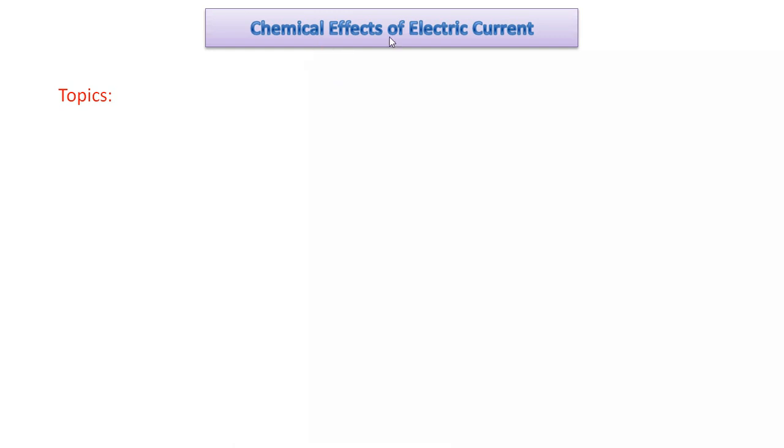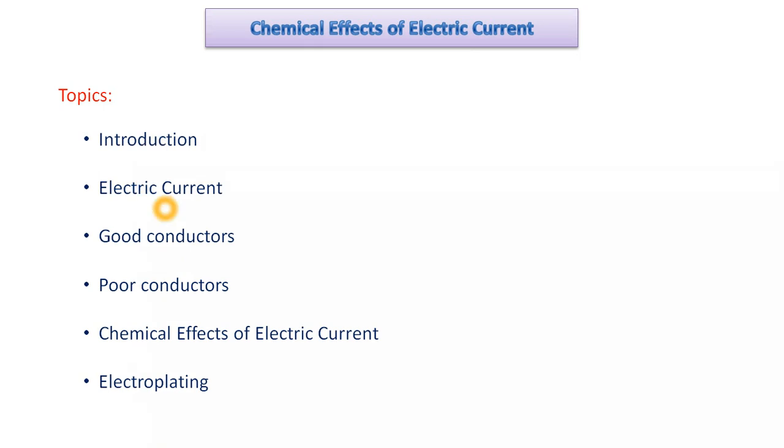So we are going to start a new chapter, that is chemical effects of electric current. Topics to be discussed in this chapter are the introduction part, then we'll discuss electric current, good conductors and poor conductors of electricity, then chemical effects of electric current, and at last we'll discuss electroplating.